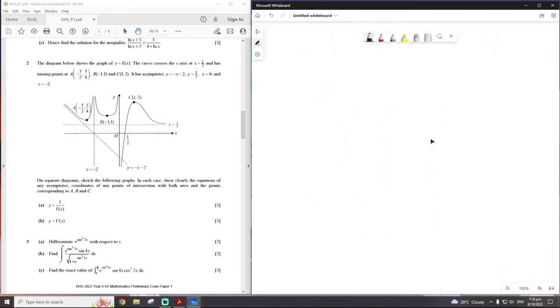Question 3 is integration. We're going to find the derivative of e power sine square 2x. All right, be careful with the numbers in this question. Now, when we take the derivative of e to the power of a function, we find the derivative of that function multiplied by this thing. The derivative of sine square 2x is you bring down the power 2 sine 2x, and then you find the derivative of sine 2x, which is 2 cosine 2x.